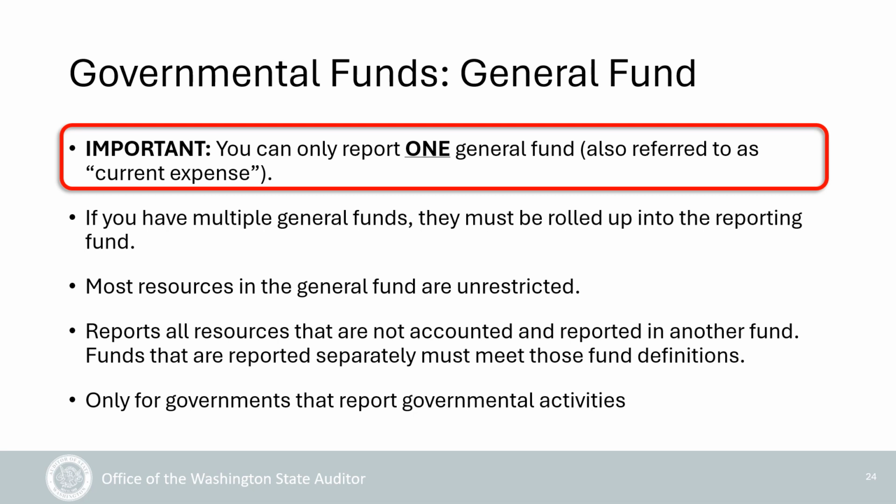Just a reminder, the general fund is a governmental fund, so you can only use the general fund if your government has governmental activity. If you are a government with only proprietary activities, such as a water district, then this does not apply to you.